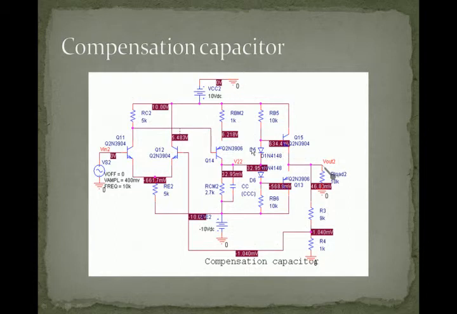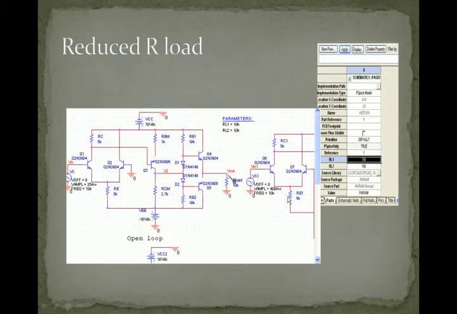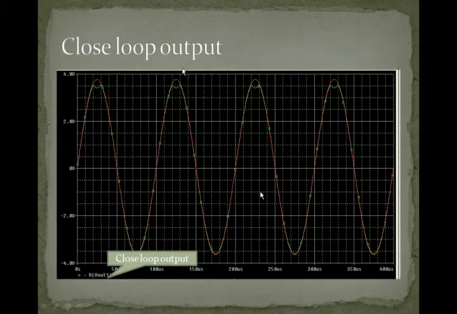Now, that's all we have right now. These are the parameters we have to change. For the open loop, we have reduced our load. We have reduced our load to 10K. Now, closed loop output, that's the closed loop output we're going to generate.